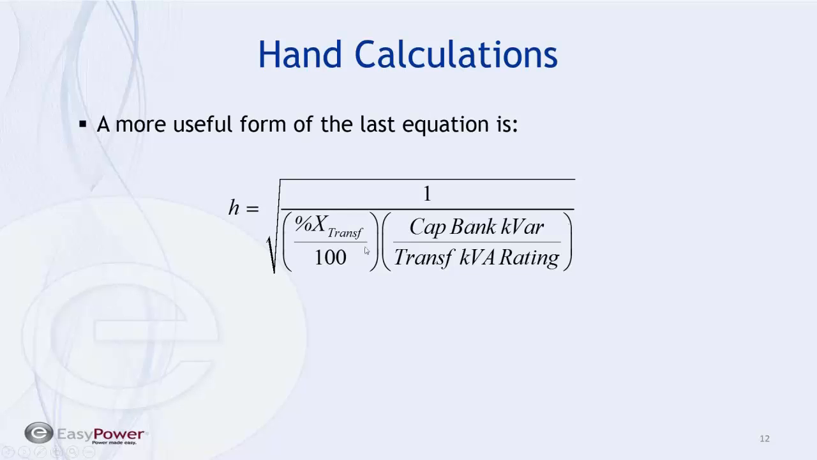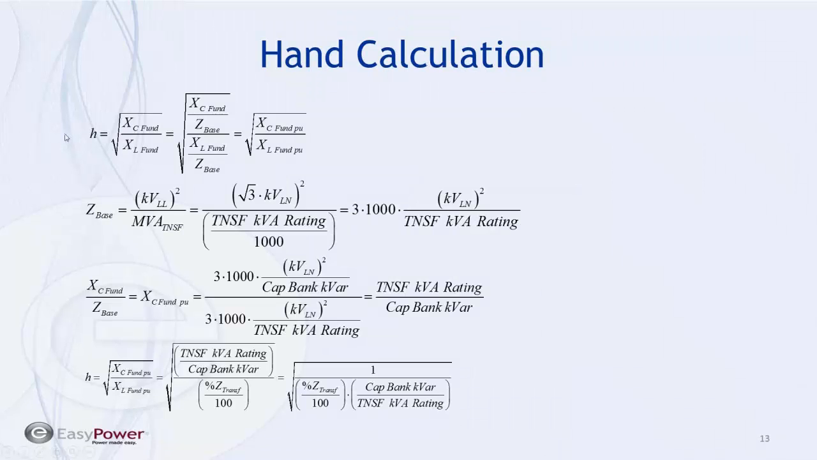Let's see how this formula was derived. If you wanted to do a hand calculation, H equals the square root of XC fundamental divided by XL fundamental. This is equivalent to this number, where I have divided the numerator and denominator by Z base, and it's going to give me this value in per unit. Z base is going to be V squared divided by S base. This is going to give me the square root of 3 kV line-to-neutral and transformer kVA rating divided by 1000. This is Z base, in fact, it's just simple V squared divided by S. I simplify it, and I get this formula here.